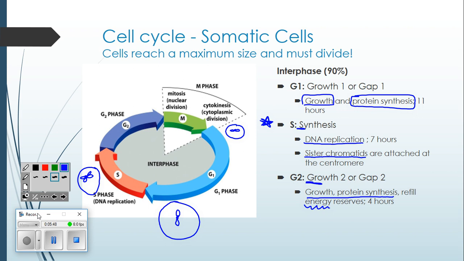Now, if we take the three parts of interphase together, G1, S, and G2, and we add up those hours, it makes about 22 hours. So out of a 24-hour day, it's around 90%. None of these are firm, written in stone numbers. I'm just trying to give you an idea of how much time is passing.